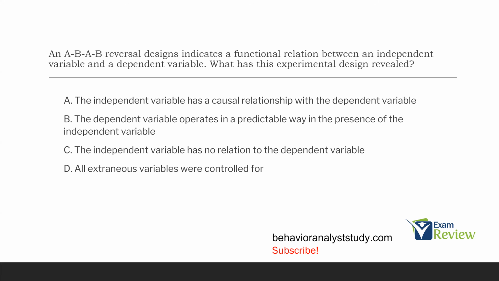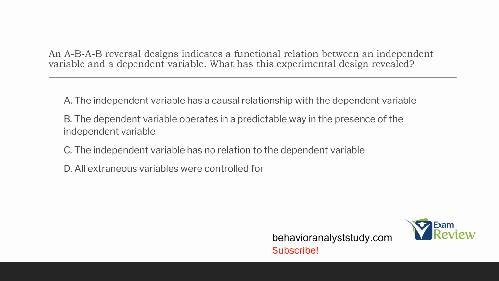B, the dependent variable operates in a predictable way in the presence of the independent variable. Yes, if we have a functional relation, we can predictably say how that dependent variable is going to operate. We're not saying the independent variable is the only thing controlling it. We're not saying there's not other factors at play. We're not saying it's always going to happen. We can just say we can predict with relative certainty how that DV is going to act.